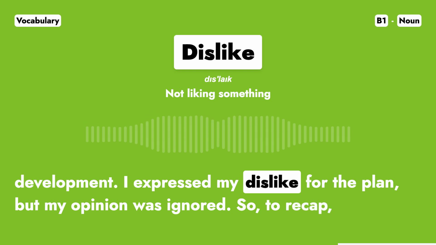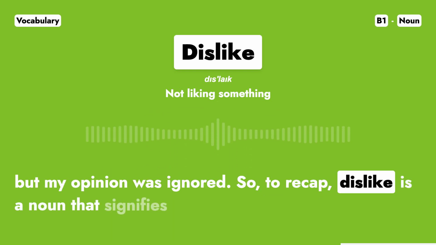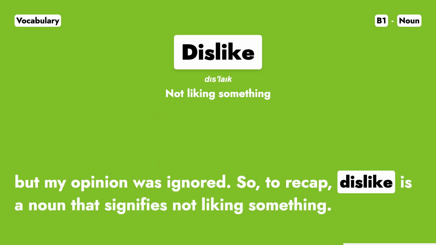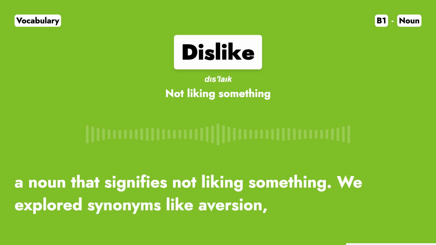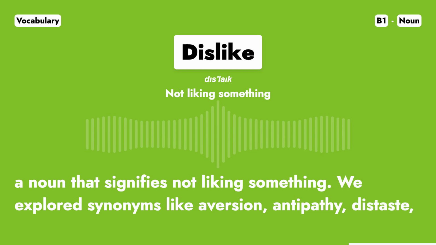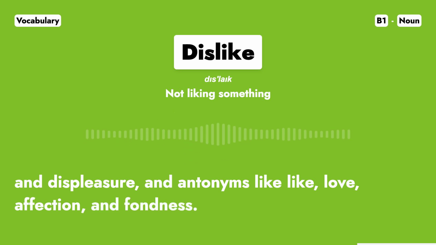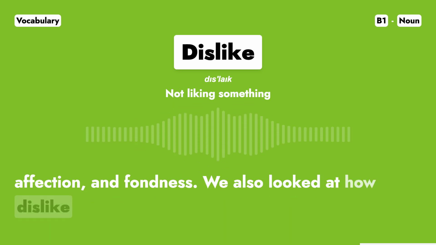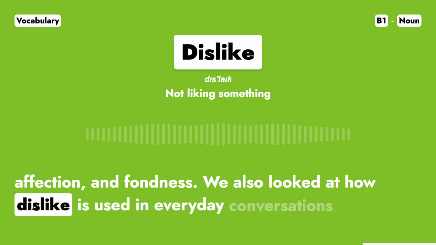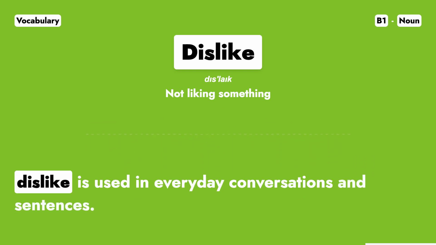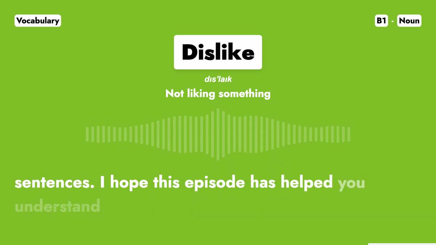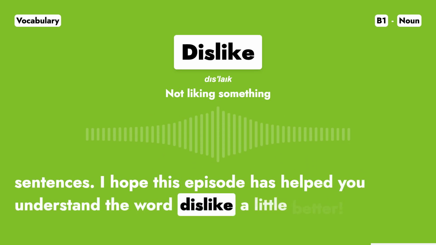So, to recap, dislike is a noun that signifies not liking something. We explored synonyms like aversion, antipathy, distaste, and displeasure, and antonyms like love, affection, and fondness. We also looked at how dislike is used in everyday conversations and sentences. I hope this episode has helped you understand the word dislike a little better.